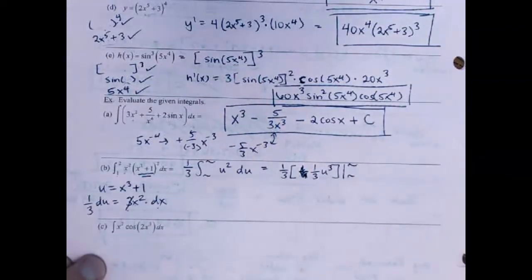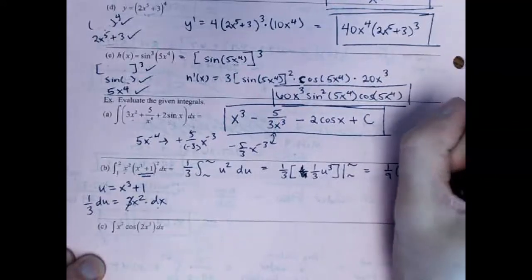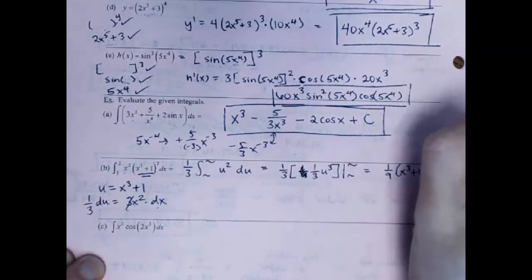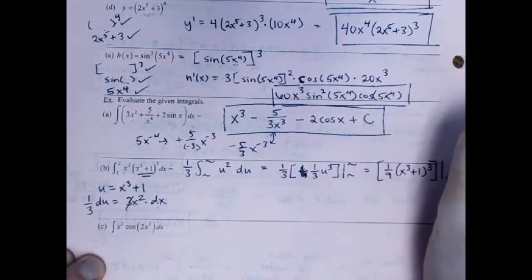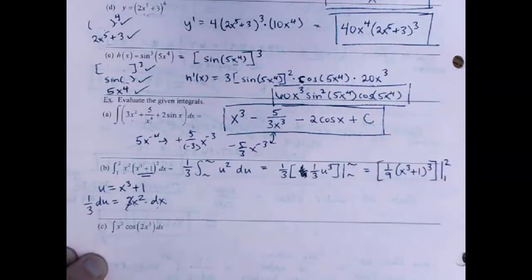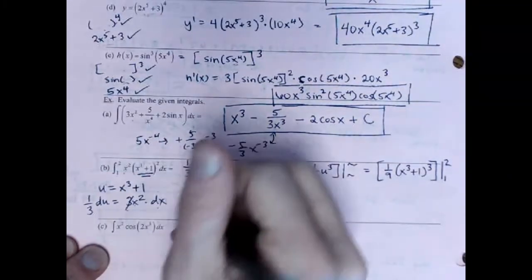And then we can reverse substitute. So this is going to be 1/9 (x cubed plus 1) to the third power. Once I've reverse substituted and I'm back to x's, then I can go back to having the x limits. Now we can go through and plug it in. You can either attach the 1/9 or leave it factored out. I'm just going to attach it.